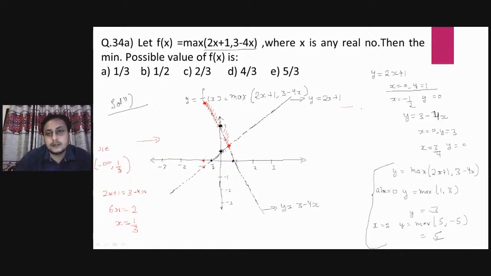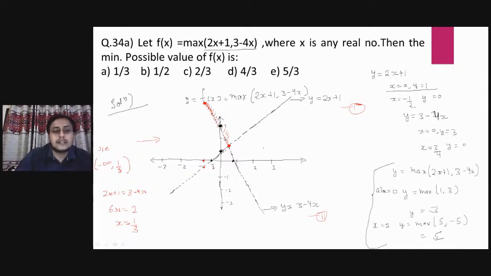This is equation 1 or line 1, this is line 2. So from minus infinity to 1 by 3, up to this point of intersection, which line gives us the maximum value? This line, the shaded one, right? Because see, this line gives a greater value of y at any x, this line is above, so at any x, y will be greater with respect to the other line, right?